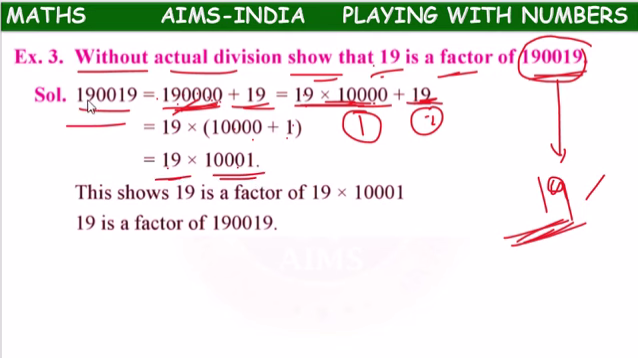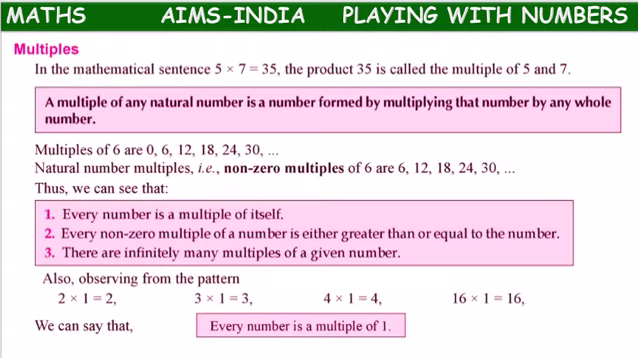So 1,90,019 can be written as 19 into 10,001. So 19 is a factor of this one. 10,001 also is a factor of this number. So like this, without division also we can find the factors.